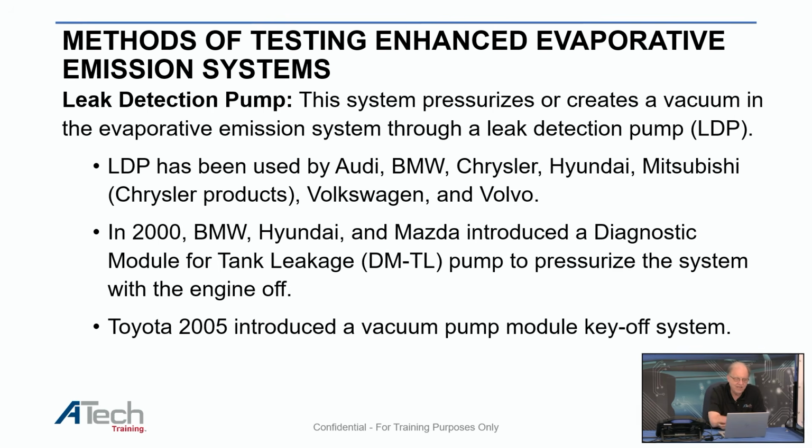In 2000, BMW, Hyundai, and Mazda introduced a diagnostic module for tank leakage, and they had a DMTL pump to pressurize the system. That was designed by Bosch. There's a little bit of issues with it, but it still did a good job. In 2005, Toyota introduced a vacuum pump module key off system. So these would be the systems you would have with a leak detection pump. They're either going to have a pump to create a vacuum, or a pump to create a pressure in the system, and they're going to test for leakage at that point.